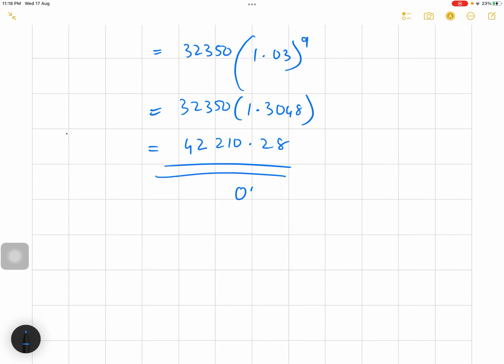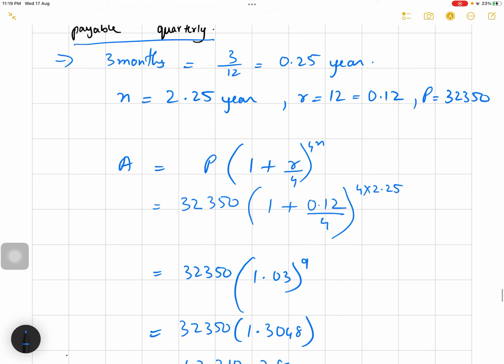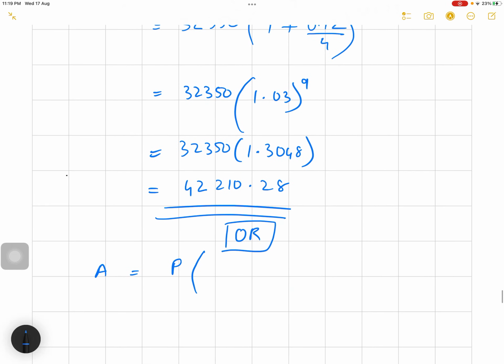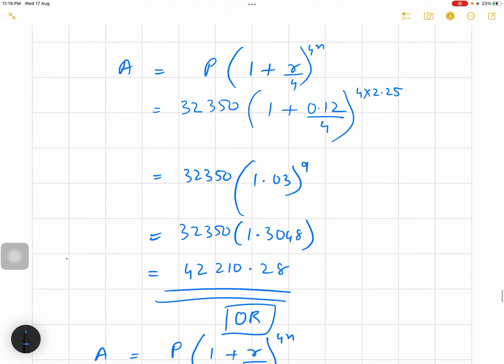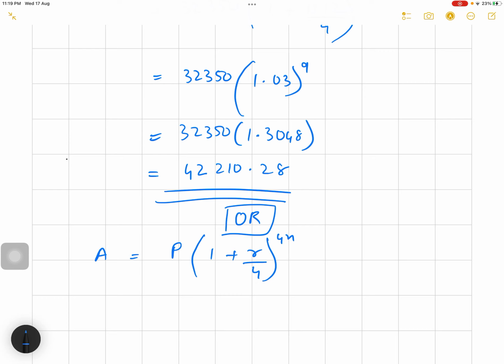Okay, I'll tell you another way, and I would prefer that you all use that method. First, in one bracket you will solve for 2 years, and in the other bracket you will solve for 3 months. So A is equal to P into 1 plus R raised to 4 upon 4n, and this n is for 2 years, into 1 plus kr.